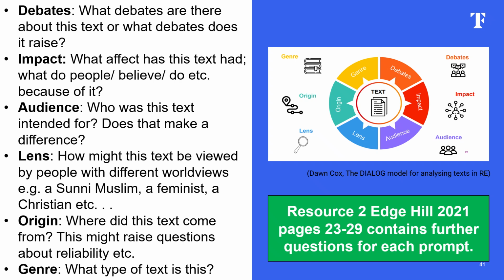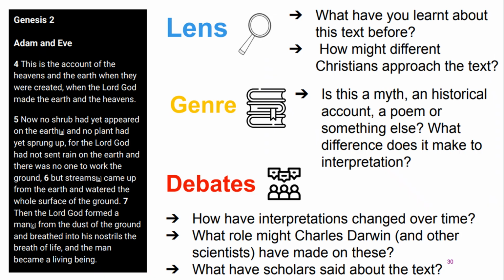So let's look at one example from Dawn herself. In this example, which is aimed at a Year 8 class, the teacher will have taught the pupils what is known about origin and audience. This will help the pupils to interpret the text correctly. The teacher then explored lens, genre and debates to support pupils' interpretation of the text.